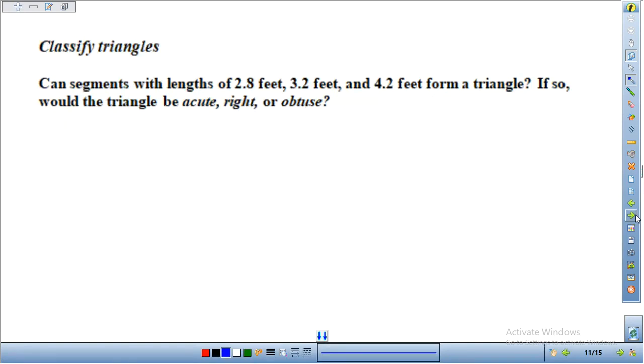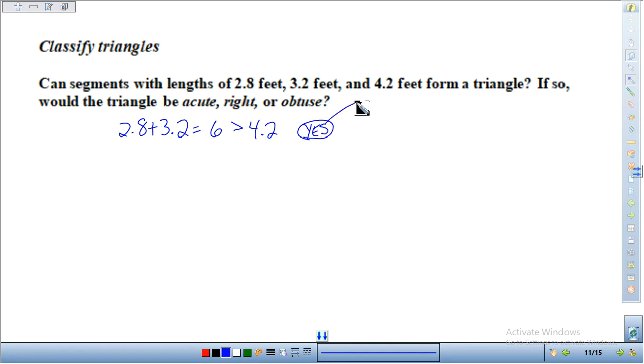So let's take a look at what these problems might look like. Can segments with lengths 2.8, 3.2, and 4.2 feet form a triangle? So first, to answer that question, we have to make sure that the sum of the two smaller sides is greater than the third side. So if I take 2.8 and 3.2 and add them together, we get 6. And we see that 6 is definitely greater than 4.2. So we know that the answer to that first question, is it a triangle, is a yes.